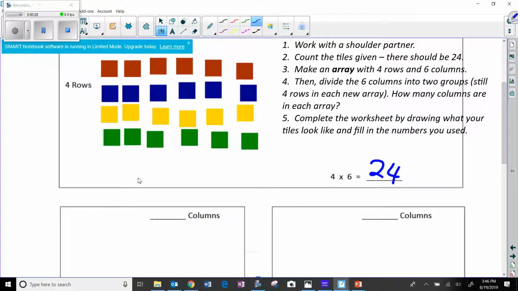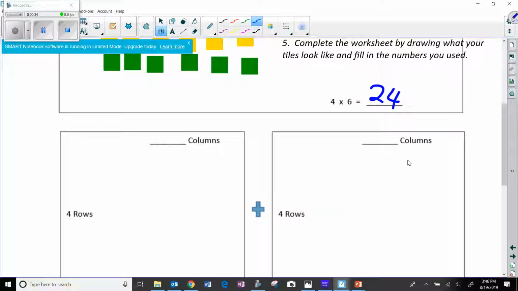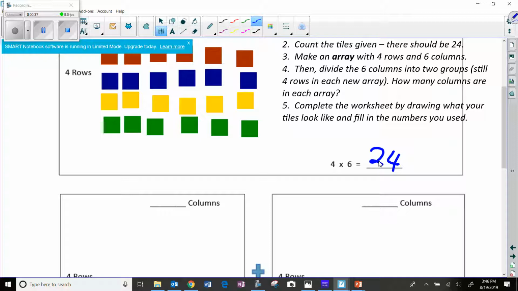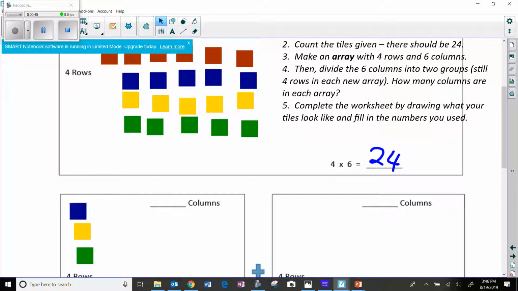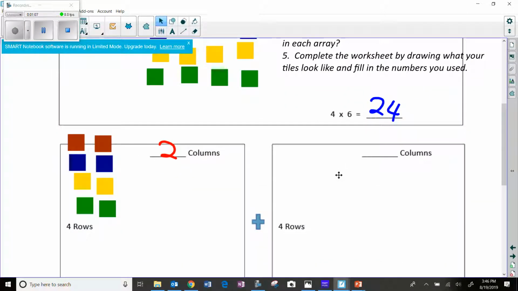All right, so now what we're going to do is split these into 2 different arrays. Okay, so I'm going to grab these tiles and select, whoops, no, that's not what I want to do. Get that out of our way, and I'm going to slide these tiles down here. And I think what we did in class is we had 2 columns. So in other words, we are decomposing this number 6, the 6 columns, into 2 columns. Now notice we still have the same number of rows. Count them. We've got 1, 2, 3, 4, and then we have 2 columns.